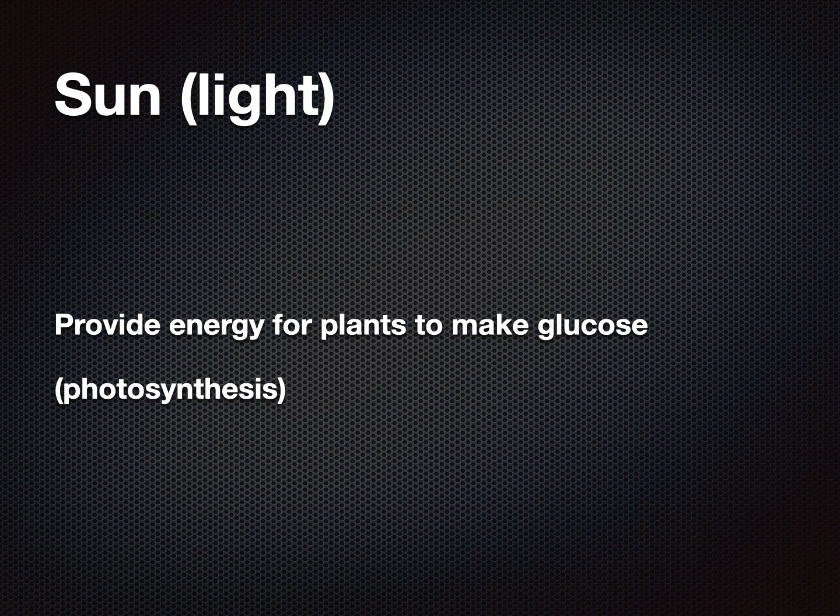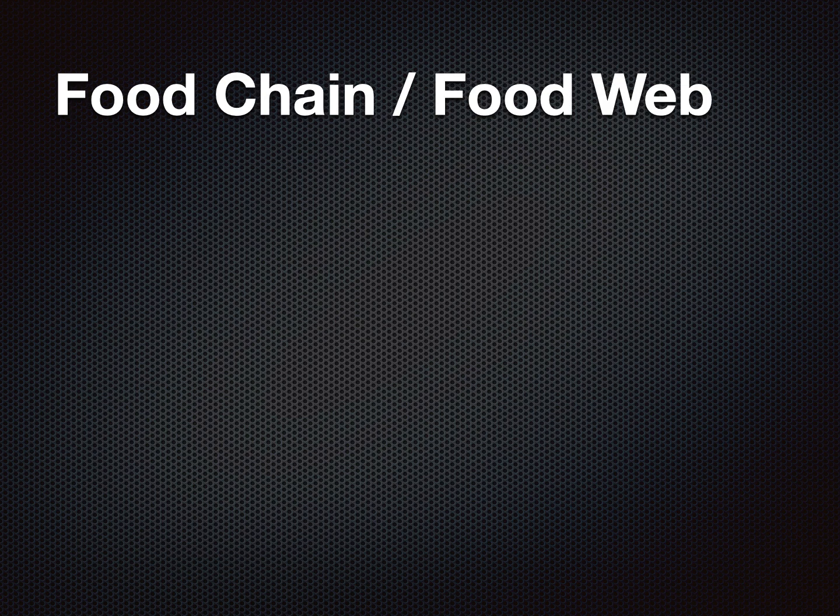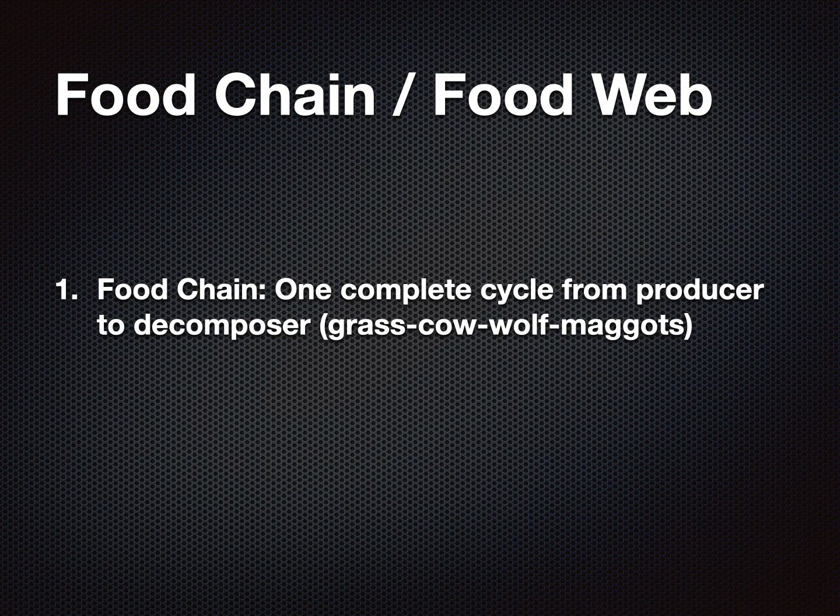Food chain and food web are very similar, but there is one distinct difference. A food chain is just one complete cycle, an individual cycle from producer to decomposer. For example, grass goes to a cow, the cow gets eaten by a wolf, and then the wolf gets broken down by maggots. That's one food chain.